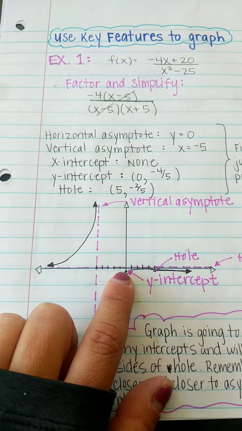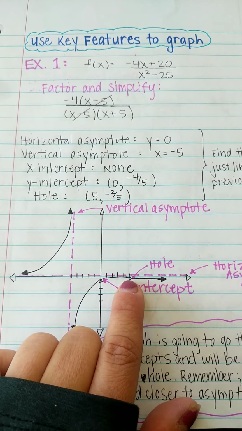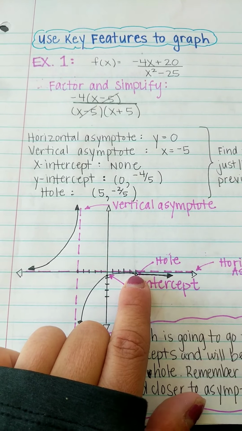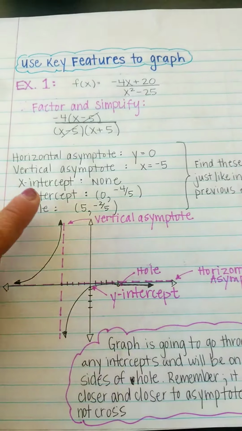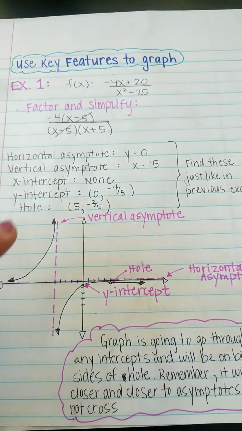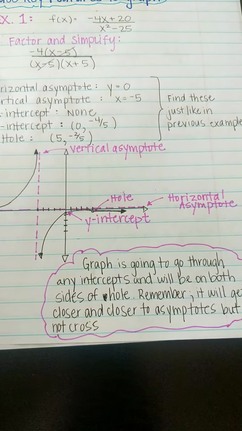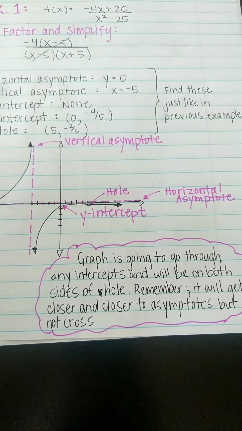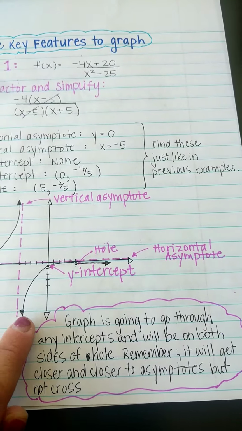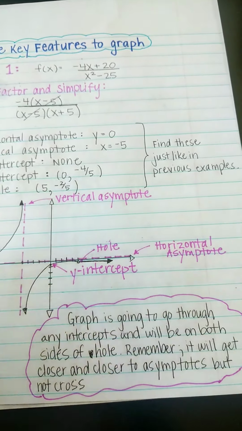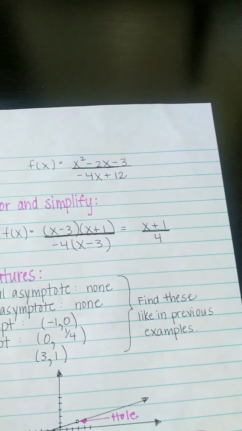Okay, go ahead and graph my hole. So it goes at 5, negative 2/5. I draw it as a little circle when I draw it by hand. On this, you would just say plot. Delta Math will plot it for you and you won't have to worry about the way it curves. We're going to talk about that more tomorrow. The graph is going to go through any intercept and will be on both sides of the hole. Remember, it gets closer and closer to my asymptotes, but it's not going to cross these asymptotes. So it curves in, curves in. If you can do the key features, you can do this.